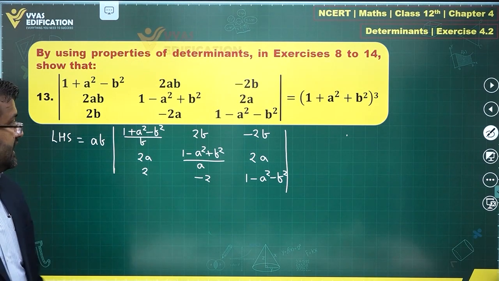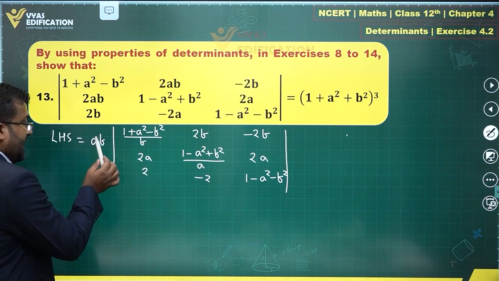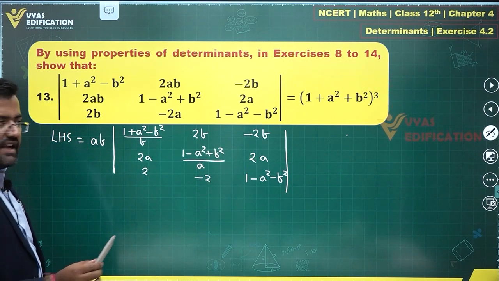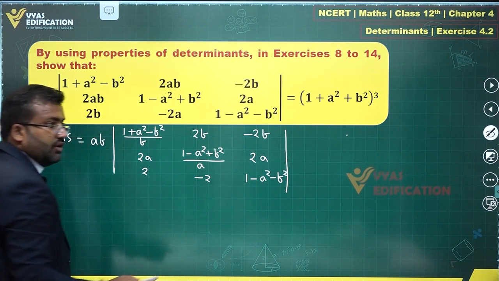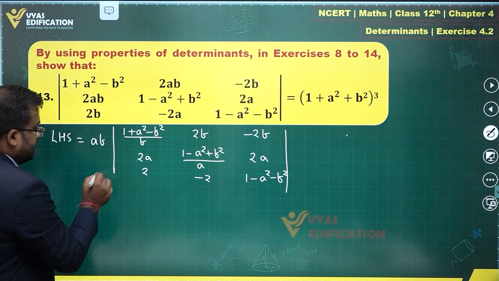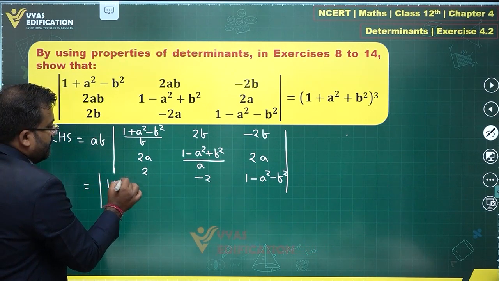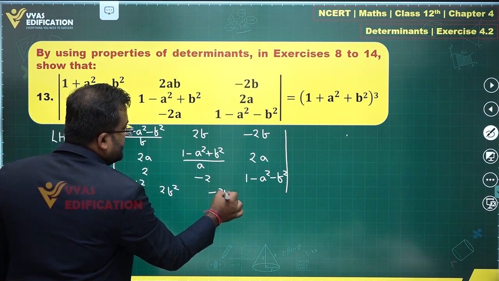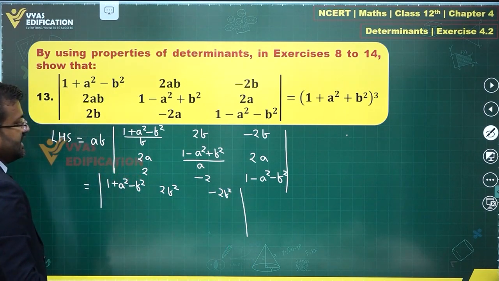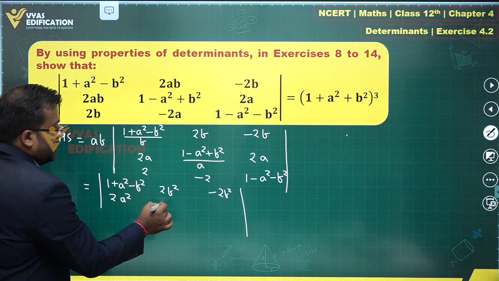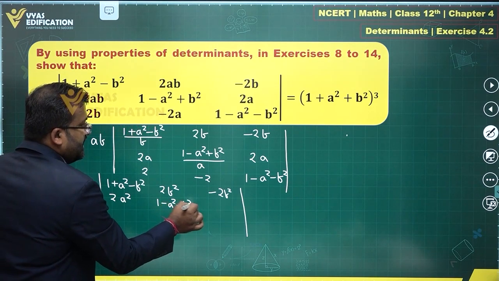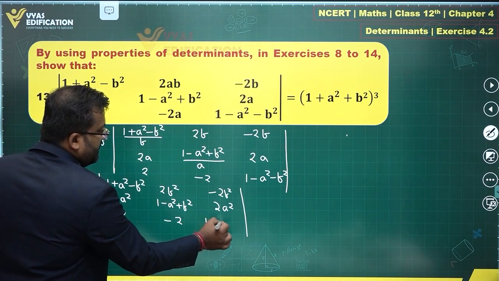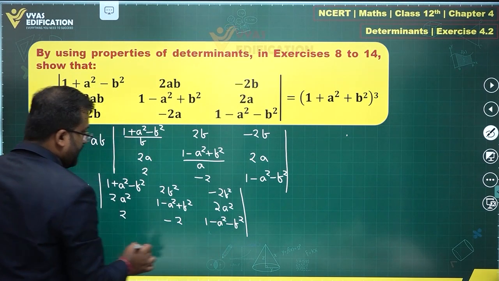What else? Now I have a 2, I have a a, I have a b. Let's multiply this b in the first row. Let's multiply this a in the second row. This will become 1 plus a square minus b square. This will become 2b square. This will become minus 2b square, and yes, this is what you'll have. Then this will become 2a square. This will become 1 minus a square plus b square. This will become 2a square, and this will become 2, minus 2 and 1 minus a square minus b square.